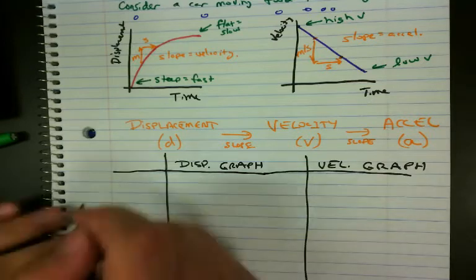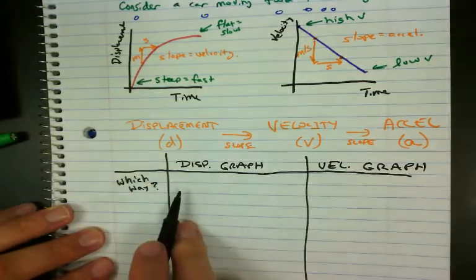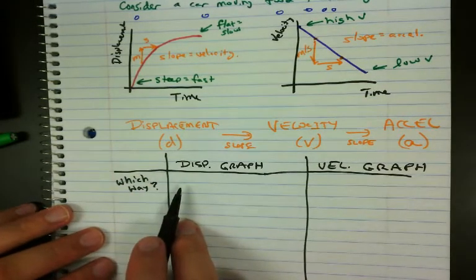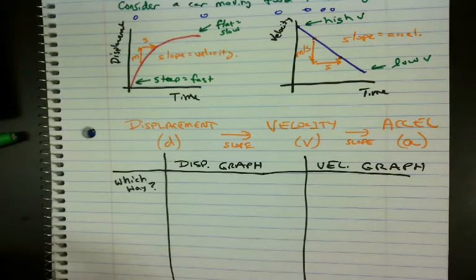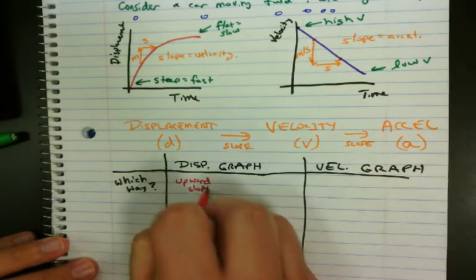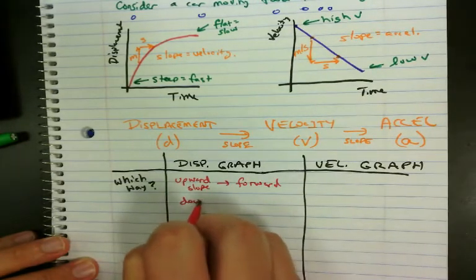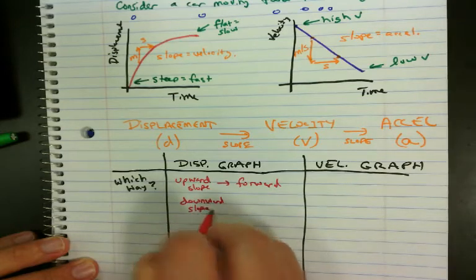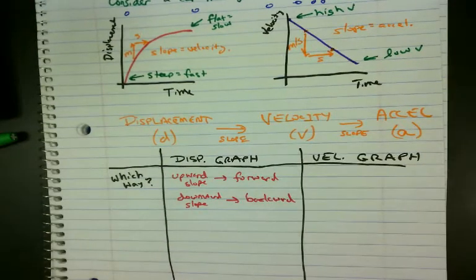The first question is, which way is the object going? Now, in a displacement graph, so this was the first question on your Nearpod, right? In the displacement graph, how did we know which way it was going? If it was going forward, what did it look like? It went up, right? So if it's got an upward slope in a displacement graph, that's going to mean I'm going forward. And if I have a downward slope, that's going to mean I'm going backward. That's in a displacement graph.